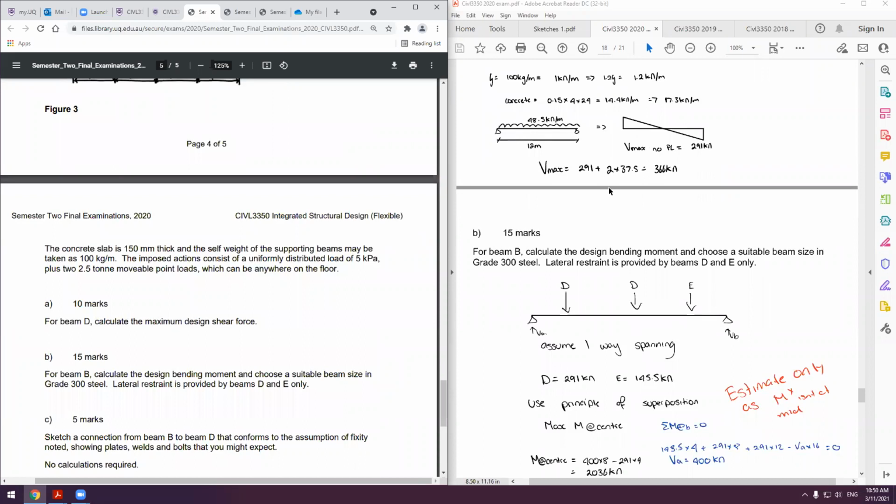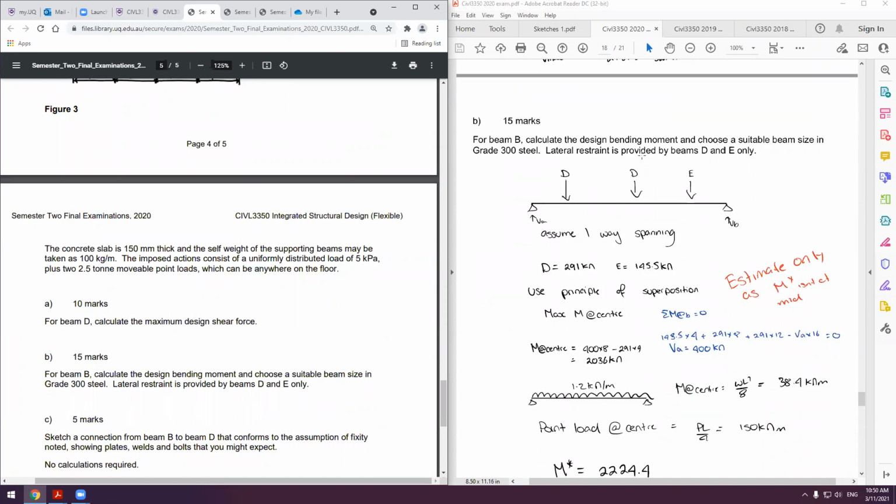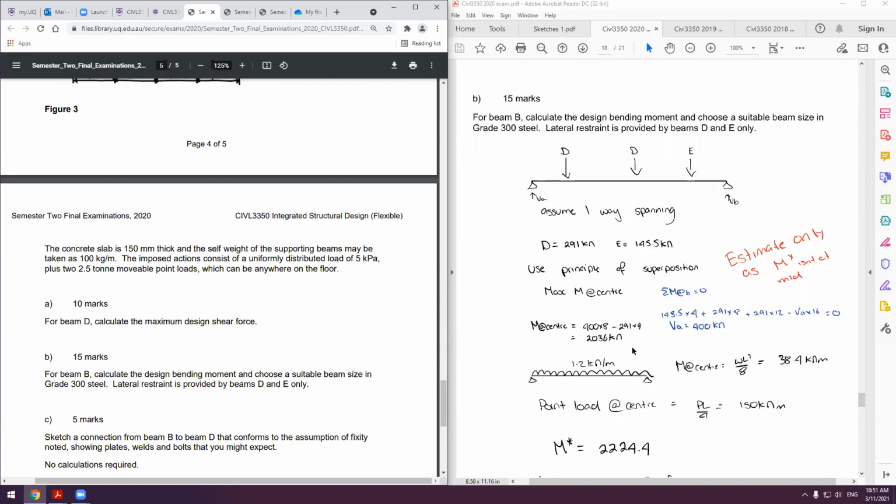So we use superposition to find our moment of these three, which comes out to be approximately 2,036 kilonewton meters. So in this question, our maximum bending moment isn't at the center. However, unless you want to go through and calculate it exactly, it's easy enough to just say it is close to the center. So just calculate it at the center. If you have time, you can go and calculate it exactly.